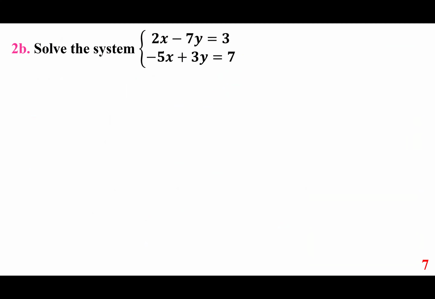The very first thing is to write the augmented matrix. And I'm going to go again. I want to make sure x's are all lined up, 2, -5. The y's are lined up, -7, +3, and the constant 3, 7. So that's the augmented matrix.